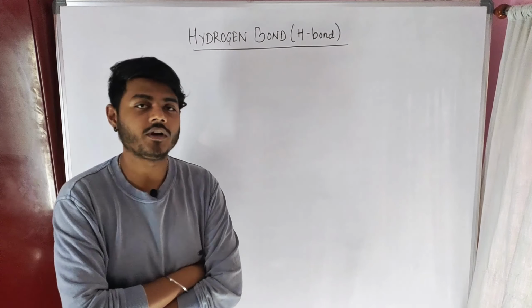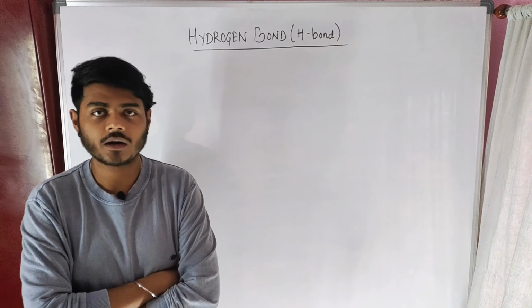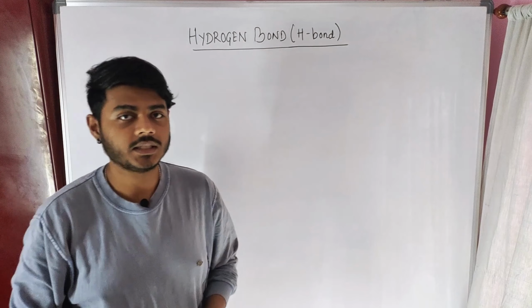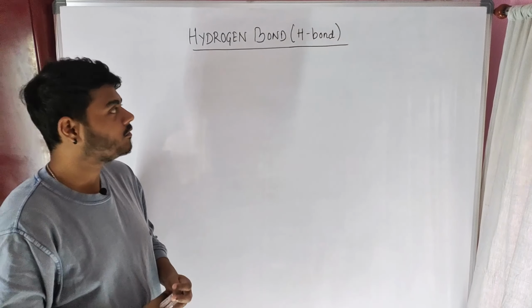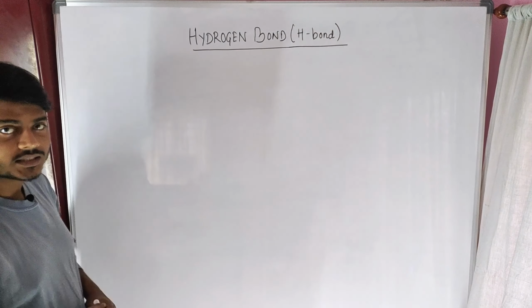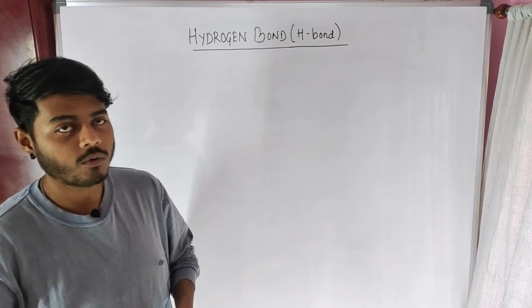This is a side video where I will explain what a hydrogen bond is. Hydrogen bond is a part of chemistry, but it has recurring appearances in biology chapters. So I will provide you with a brief description of what a hydrogen bond is. To understand a hydrogen bond, first we will have to understand what is chemical bonding.